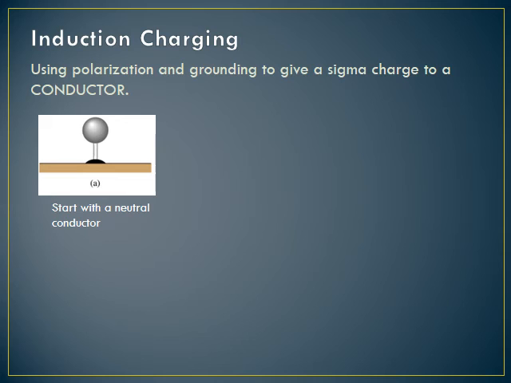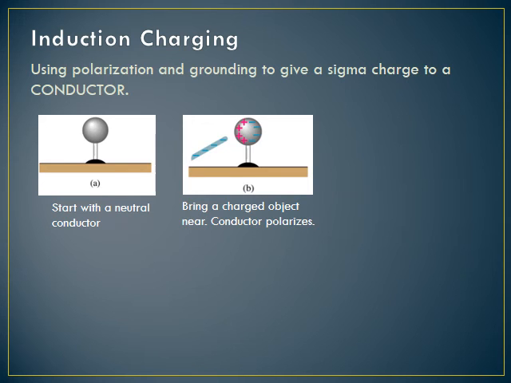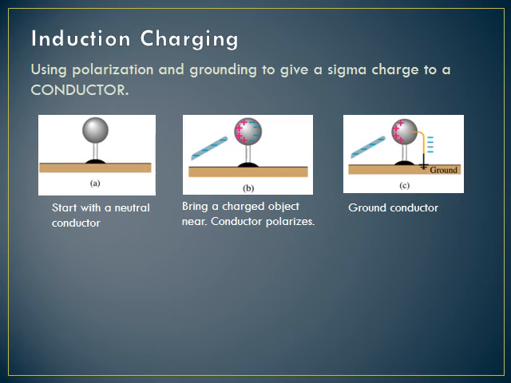In induction charging, you start with your object that you want to charge. It's got to be neutral to begin, and it's got to be a conductor for this to work. The first step is to bring a charged object nearby. And as I said, it doesn't actually have to touch, it just has to come nearby. And when you bring that object nearby, your conductor should polarize, as that diagram shows, letter B.